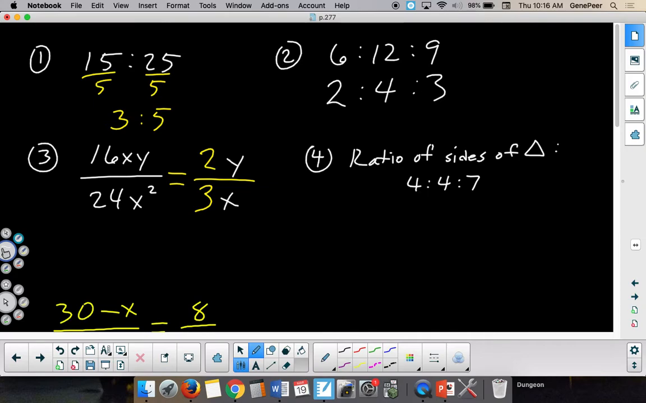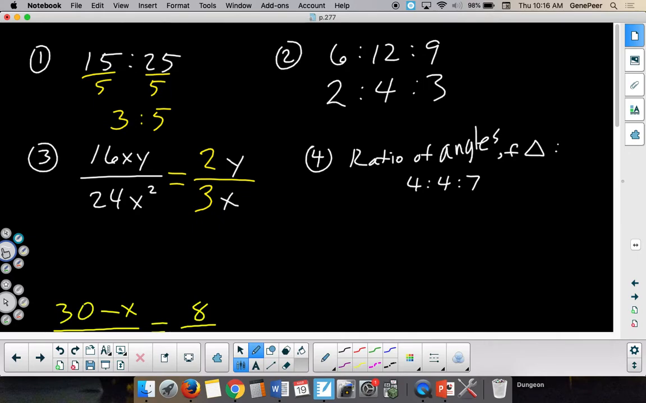We know that the sides, wait a moment, what is the point of this problem? I need to look in the book because I don't remember. Number 4, oh, I wrote something weird here. It's the ratio of the angles, sorry.